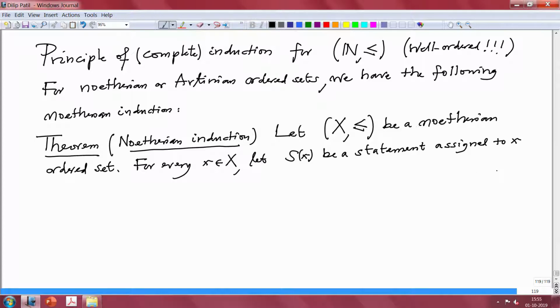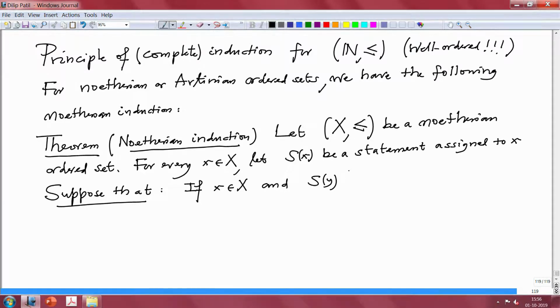So, what is the assumption? Suppose that we are assuming all the terms up to n satisfy some property, then all the terms have the property. So, we are assuming this: if x is in X and the statement Sy holds for all y in X with y strictly bigger than x, then Sx also holds.